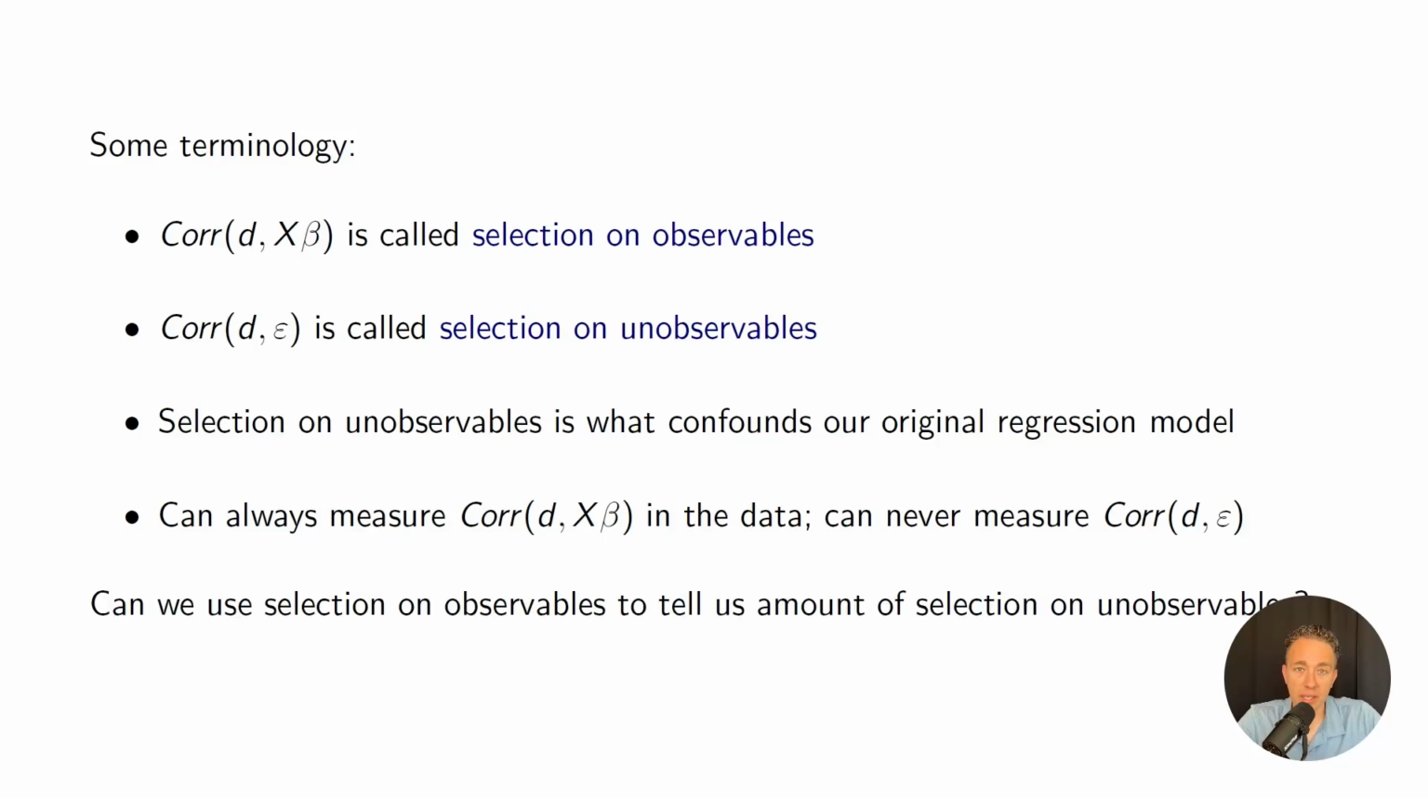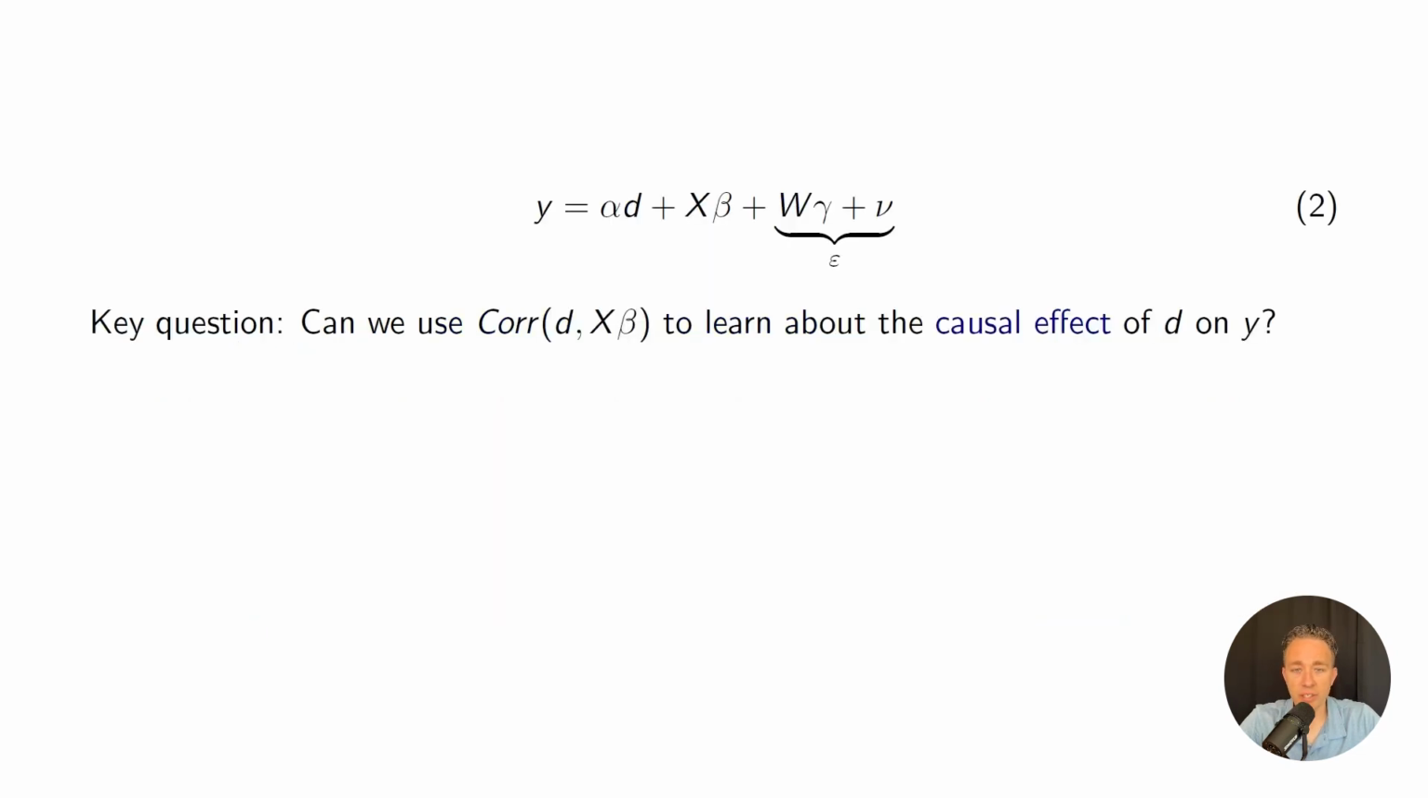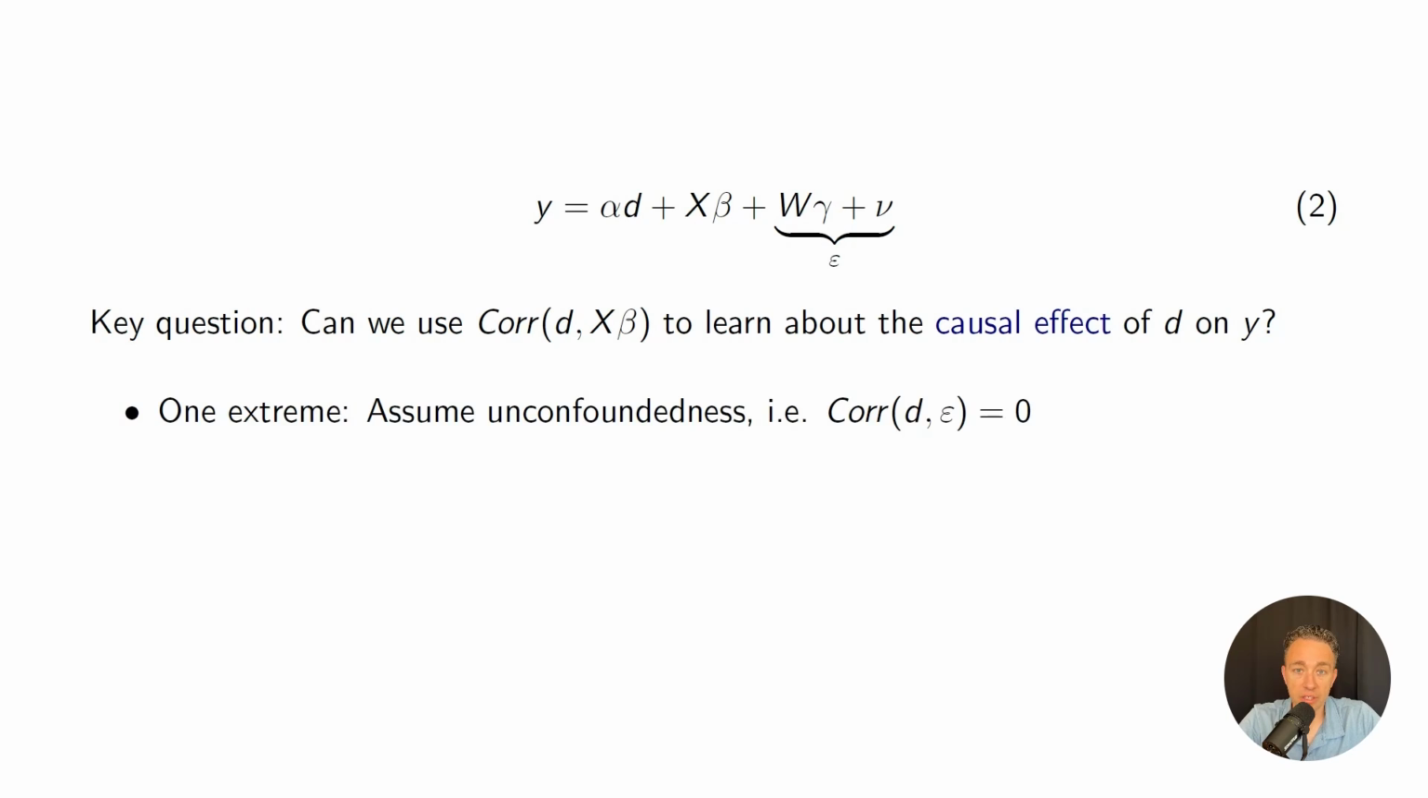So the question is can we make some assumption about the correlation between D and epsilon based on what we see as the correlation between D and X beta? So if we reproduce that equation at the top of this slide and state it differently, the key question is, can we use information about the correlation between D and X beta to learn about the causal effect of D on Y? And there's a couple of extremes that we can pursue that could be useful in this endeavor. First, we could assume that there's no confounding in our model. This is equivalent to assuming that the correlation between D and epsilon is 0.